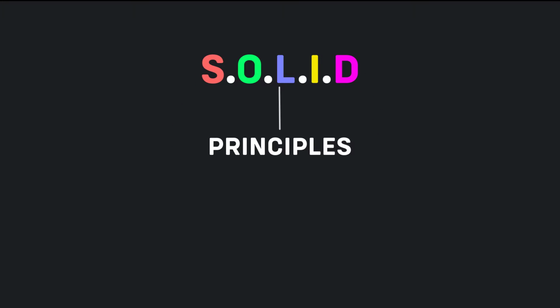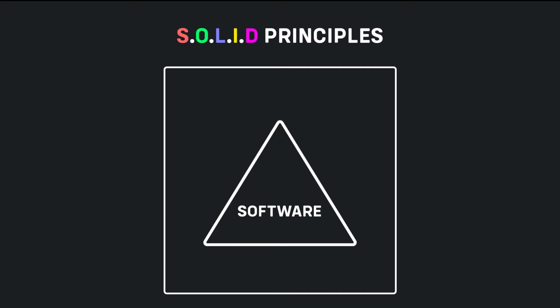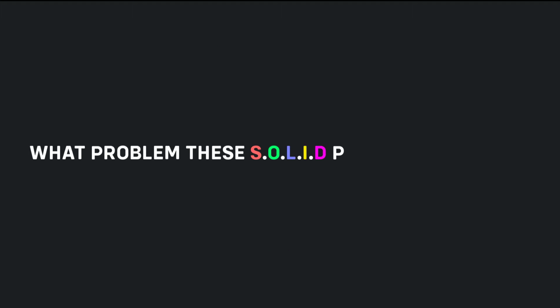S.O.L.I.D is an acronym for the first 5 object-oriented design principles by Uncle Bob. These principles are intended to guide software developers in creating more flexible, maintainable, and scalable software applications. What problem do these S.O.L.I.D principles solve?